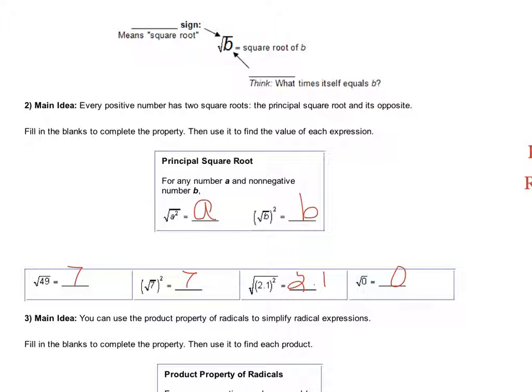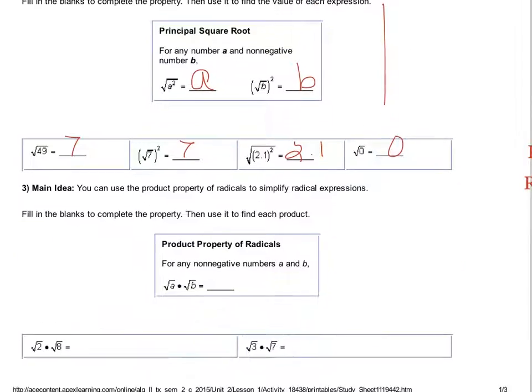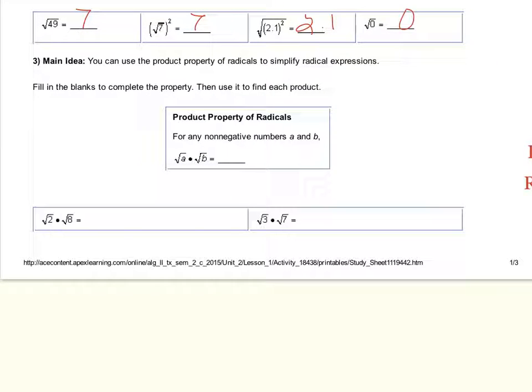So the next main idea that we want to focus on is multiplying radicals. So let's move along. There we go. All right. We can fill in the blanks to complete the property, then use it to find each product. So for any non-negative numbers a and b, the square root of a times the square root of b is going to be equal to the square root of a times b. We just put it both underneath the radical.